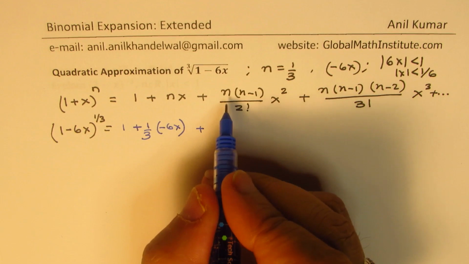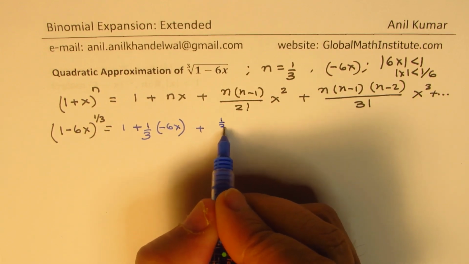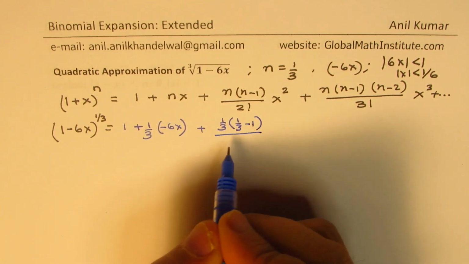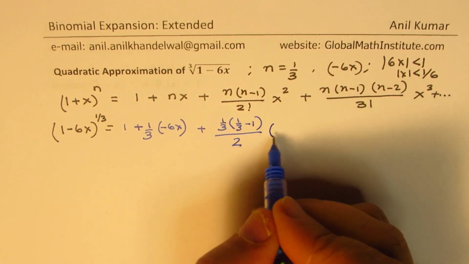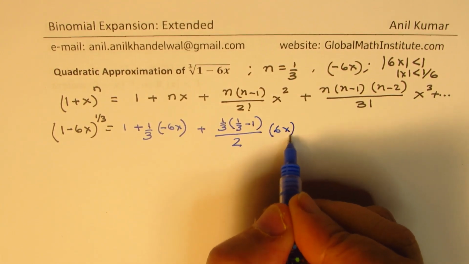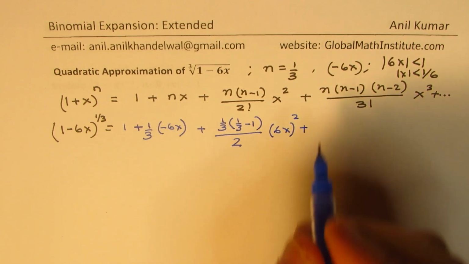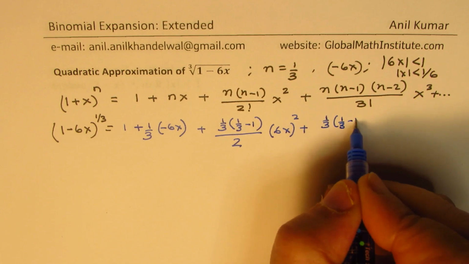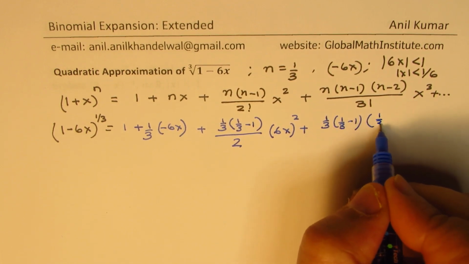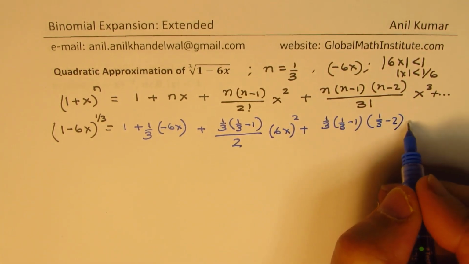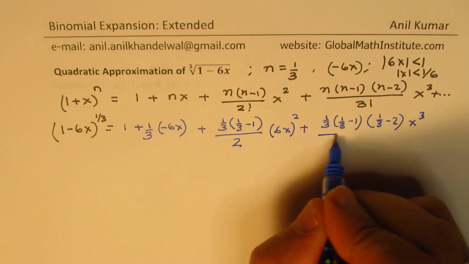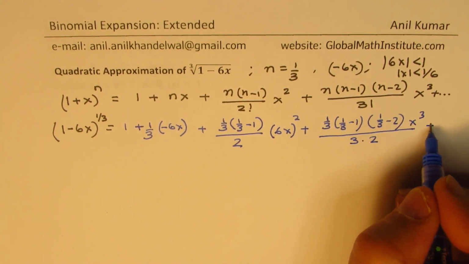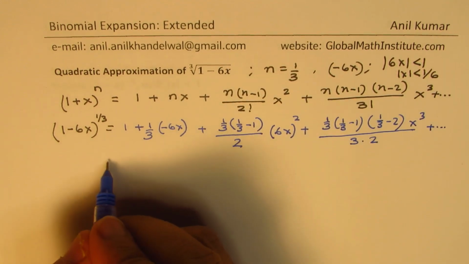Now this time we get 1 over 3 times (1 over 3 minus 1) over 2, and here we have (6x) whole squared. Now plus 1 over 3 times (1 over 3 minus 1) times (1 over 3 minus 2), over 3 times 2, that is 3 factorial, x cubed, plus so on, correct?